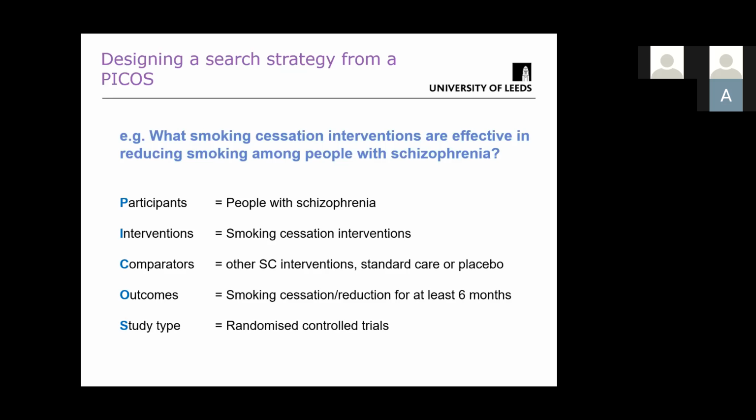So what we do when we start to build our search strategy and design our concepts, we use our PICO tool. Starting off, we're looking at our P component, our participants, and what we're going to be looking for when we search is people with schizophrenia. Then we're going to be looking at smoking cessation interventions. And for my particular question, I'm not interested in any one.